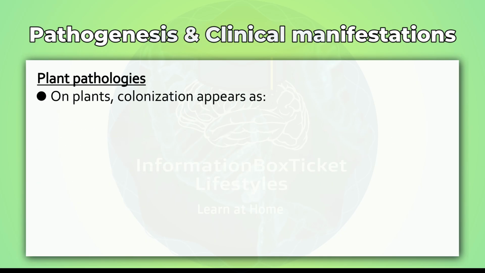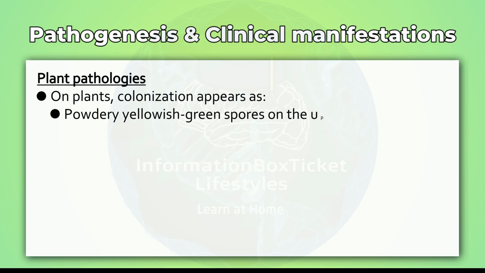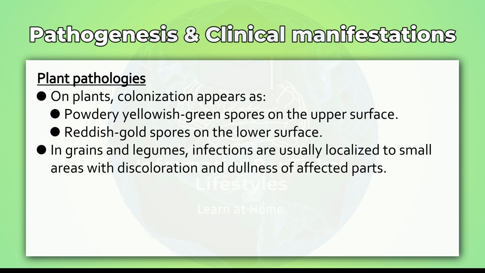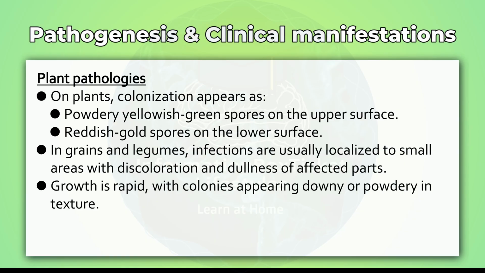On plants, colonization appears as powdery yellowish-green spores on the upper surface, reddish-gold spores on the lower surface. In grains and legumes, infections are usually localized to small areas with discoloration and dullness of affected parts. Growth is rapid, with colonies appearing downy or powdery in texture.